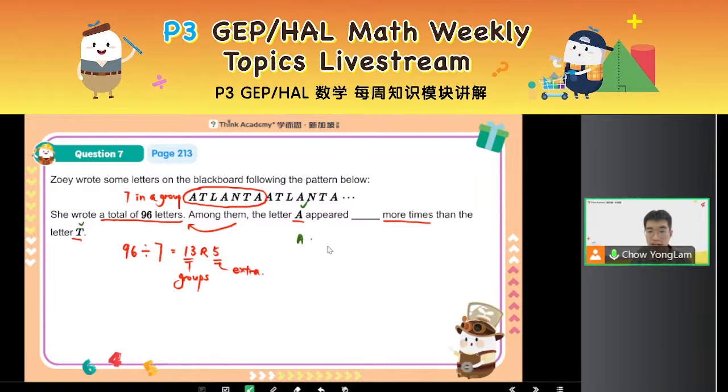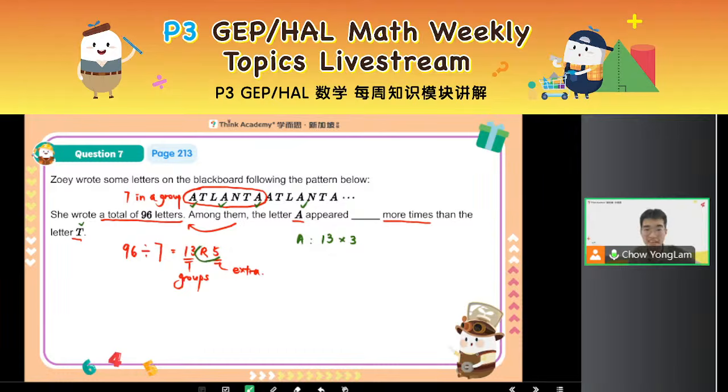Now for A, we know we have 13 groups, right? So let's count group by group. How many A's are there, right? Every group, I have 1, 2, 3 A's. So then that will be 13 groups together, right? Every group has a 3. 13 times 3. Okay, am I done? Am I done? Yes. No, we're not done, right?